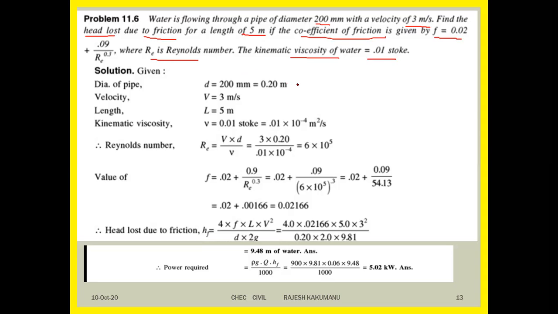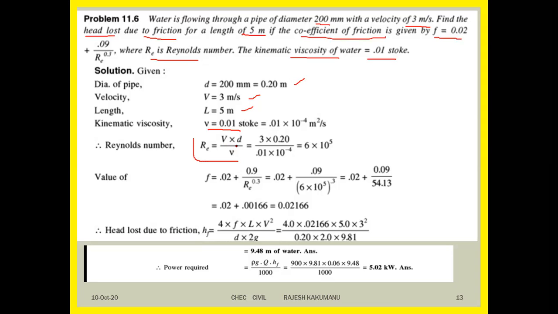So writing all the given data, the diameter of the pipe D is equal to 0.2 meters. And what is the velocity? Capital V velocity is equal to 3 meters per second. Then what is the length? The length is given as 5 meters. What is the coefficient of friction? The coefficient of friction is this one. Then the kinematic viscosity of water, ν is equal to 0.01 into 10 to the power of minus 4 meters square per second. Now taking the RE value, RE is equal to V into D by ν.